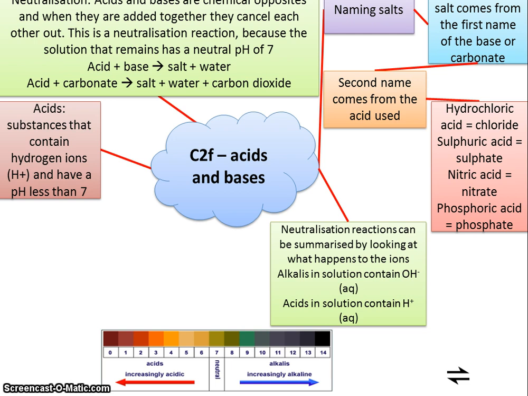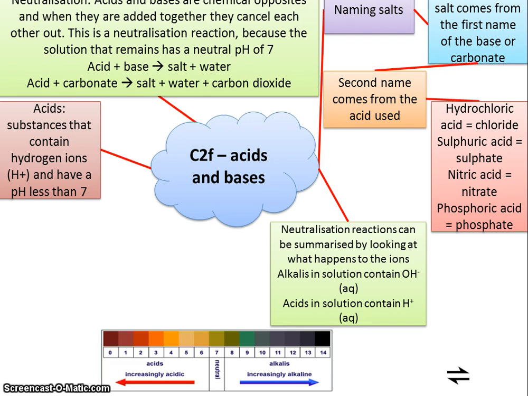Let's just change one of the reactants then. Okay, we're going to have a look at sodium hydroxide. So we've got sodium hydroxide plus hydrochloric acid. We'd take the sodium and join that with the chloride to make the name of the salt. So if we had sodium hydroxide plus hydrochloric acid, we'd make sodium chloride plus water.